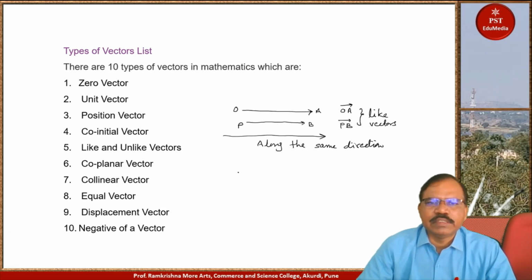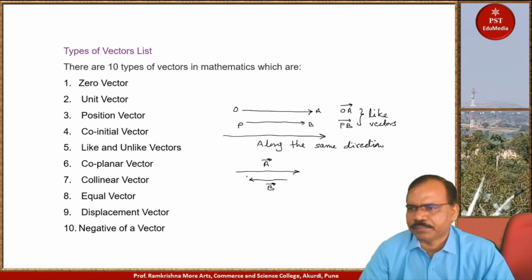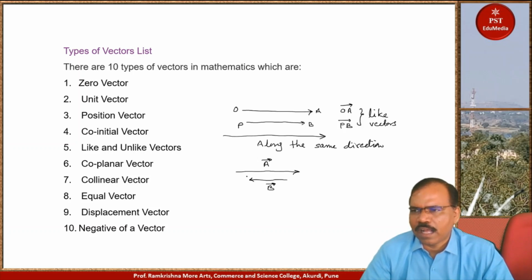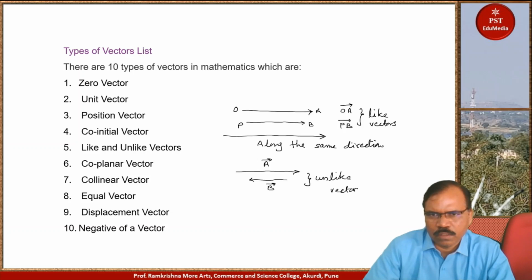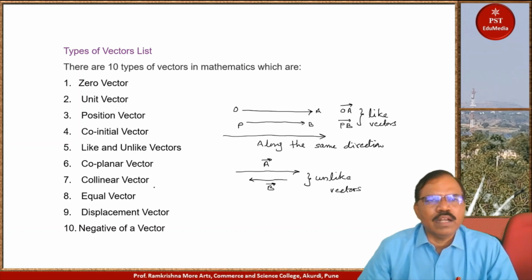Unlike vectors means, suppose this is vector A and we have another vector that is opposite to A. So I will take this as vector B. So they are opposite to each other, means their directions are opposite with respect to each other. So these vectors are called unlike vectors.